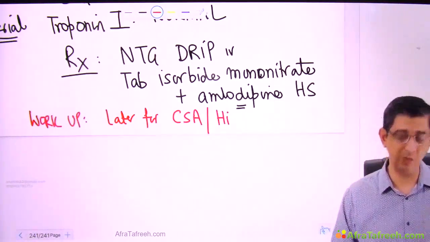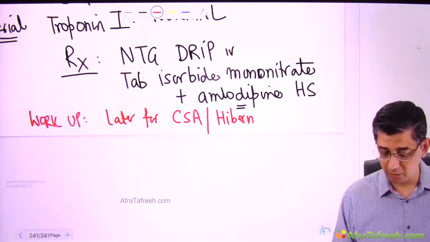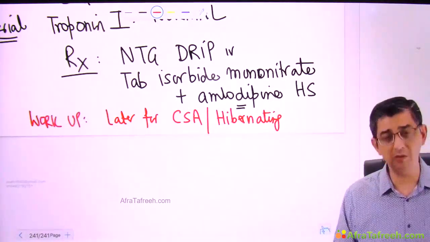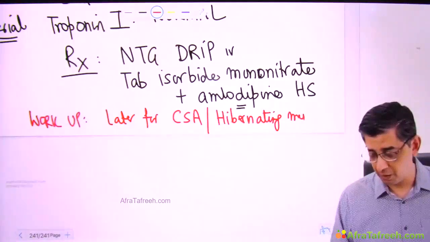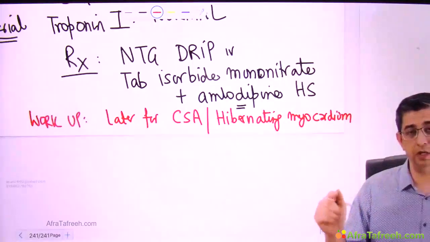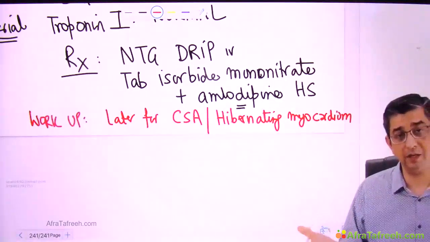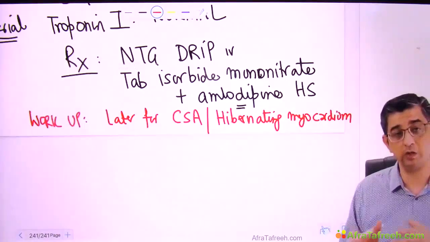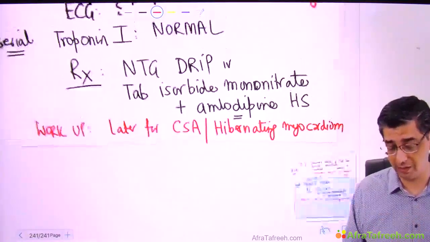I mean, lots of times in MCQs, because they don't like to say this word CSA, because that becomes very easy for you. So they might actually just put up this statement, work up patients of Prinzmetal angina for hibernating myocardium. Yeah, that's a correct statement. I mean, you will have to work them up because of the coexistent nature of this disease per se.